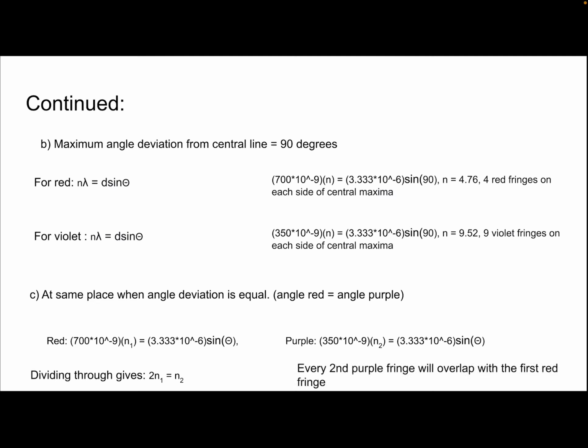What this means is that every second violet fringe will overlap with a red fringe. The first red fringe, n1 equals 1, will overlap with the second violet fringe, n equals 2. Similarly, if n1 equals 2 for red, the second order, then the fourth order violet fringe will overlap with it, and then it will be 3 and 6, and then 4 and 8, which will be the last overlap. The reason for that is we established there are only 4 red fringes on each side of the central maxima, and only 9 violet fringes. So the fifth overlap will not occur on the screen.